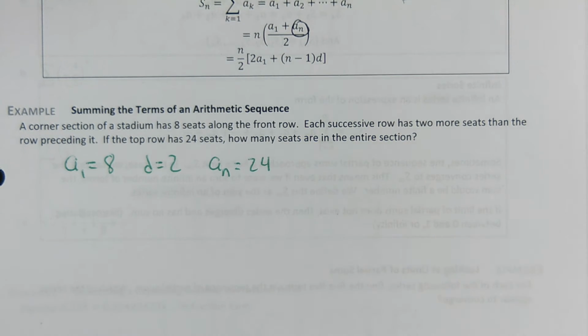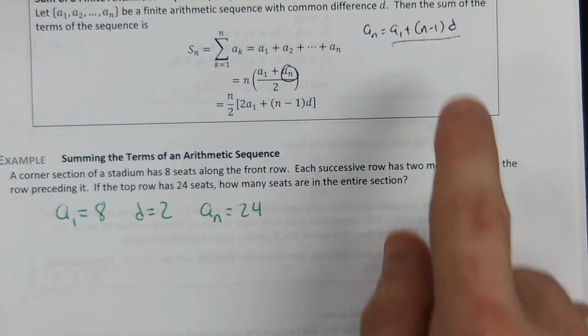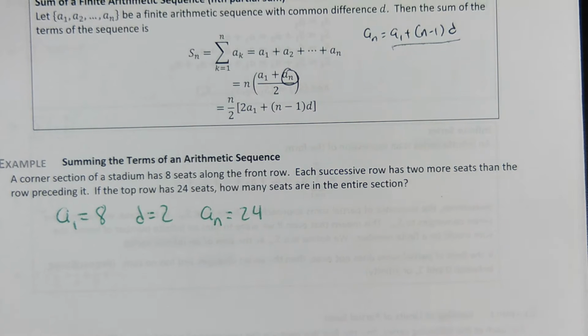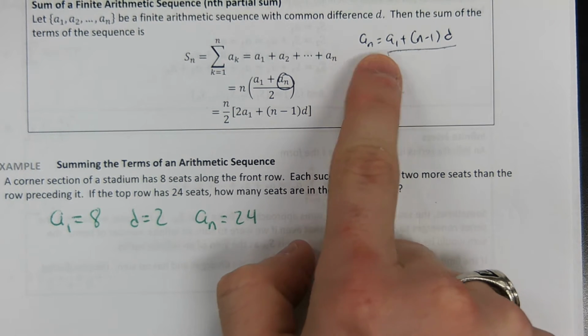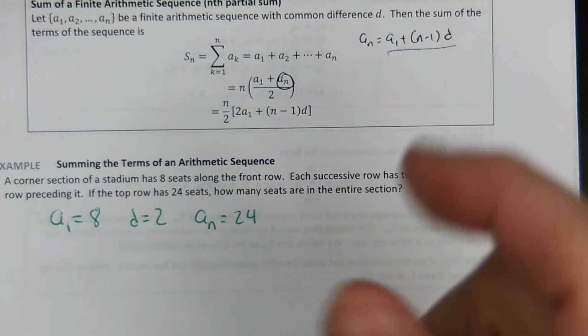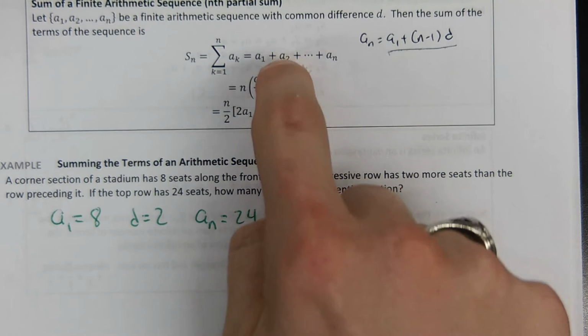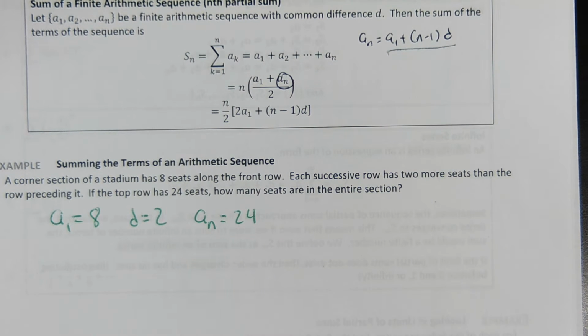What to do? Oh, wait a minute. That's right. This is the general term. And look what's in the general term: an we know, a1 we know, d we know. So we can use the general term of an arithmetic sequence to figure out what n equals. And then once we know what n equals, we could use either one of these formulas to figure out how many seats there are in the section.